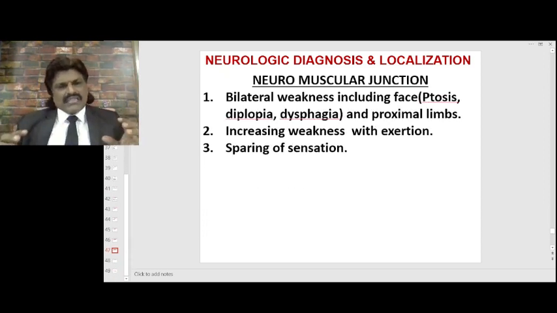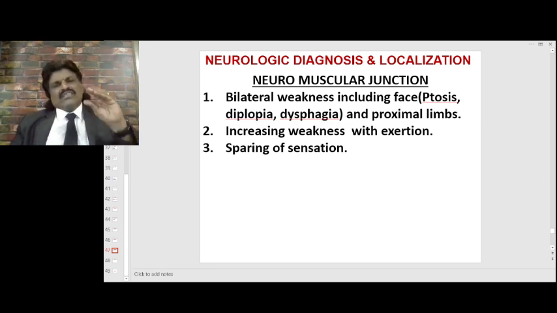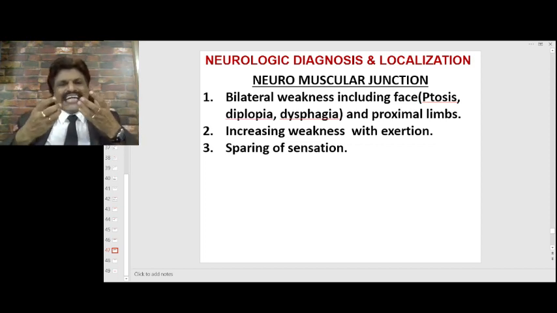If it is a neuromuscular junction disorder like myasthenia gravis, they'll have bilateral weakness, including face, ptosis, diplopia, dysphagia, and proximal limbs. One important point of myasthenia gravis is that it's a neuromuscular junction of the skeletal muscle. So smooth muscle gets spared. So pupil will always be intact in myasthenia gravis. And easy fatigability: there's increased weakness with exertion. In the morning they'll be normal, but after some time they'll have weakness. For example, if they're asked to chew chicken, initially they'll be able to chew chicken well, but after some time there's fatigability and they find it difficult to chew the chicken. And sensations are absolutely intact because it's a neuromuscular junction disorder.